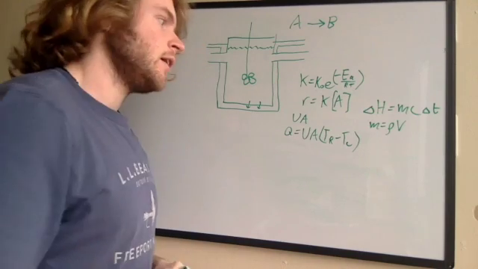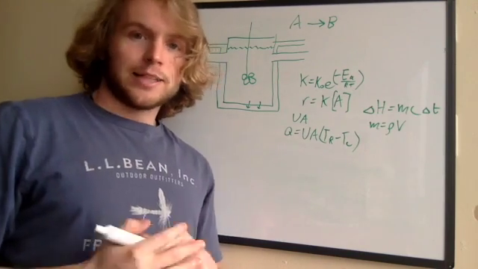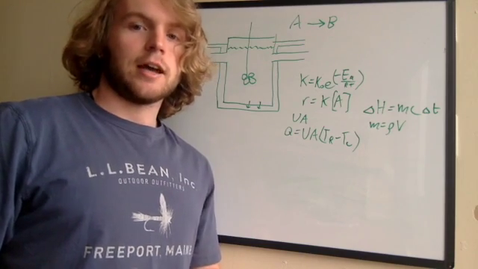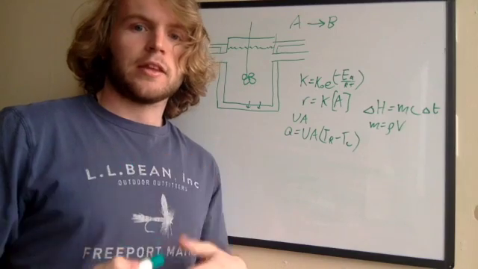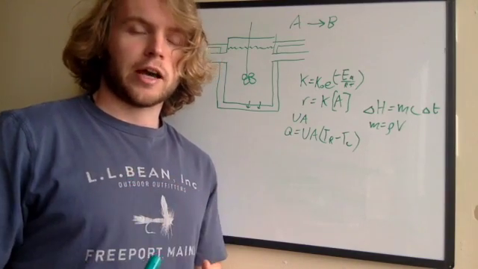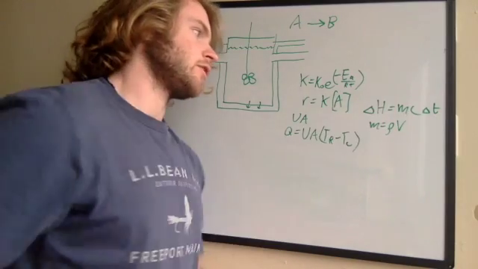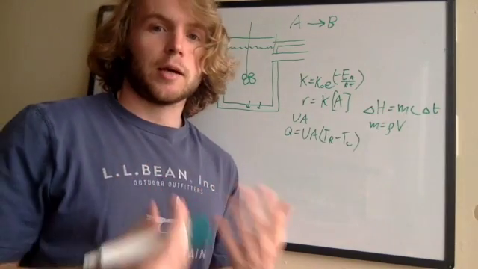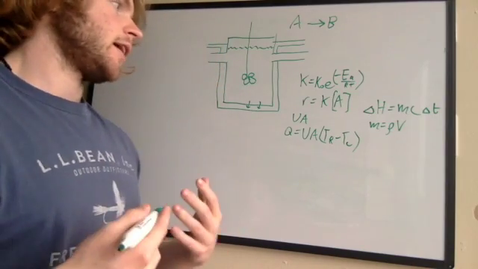Now we're going to be doing a balance pretty much like we did in the last one, where the accumulation is equal to the amount going in minus the amount going out minus the amount consumed. We're pretty much going to be doing the same exact thing for enthalpy. There's going to be enthalpy coming in, enthalpy coming out, and we're going to go ahead and write that out right now.